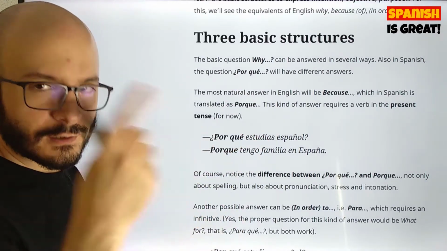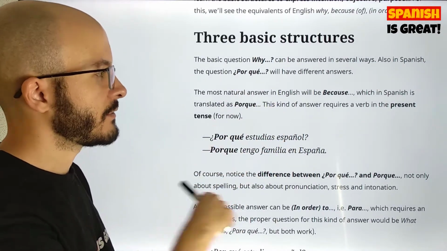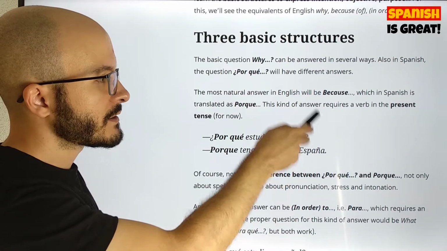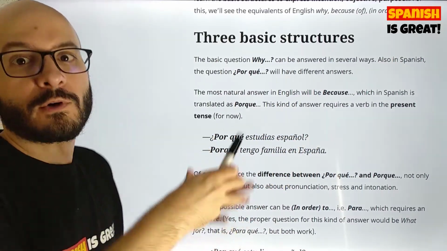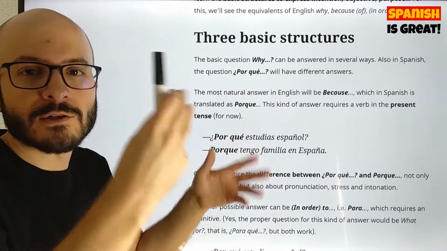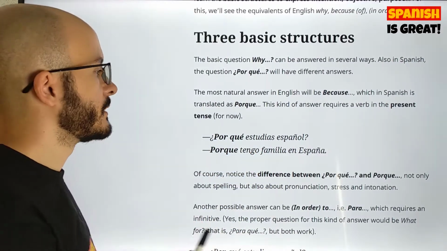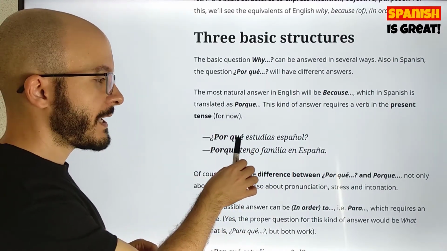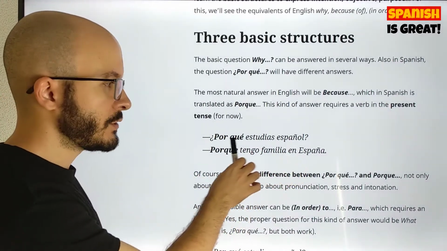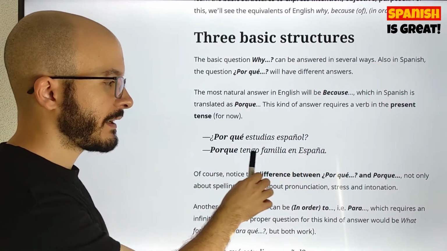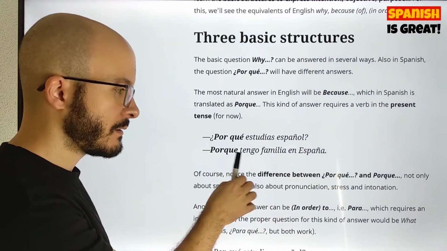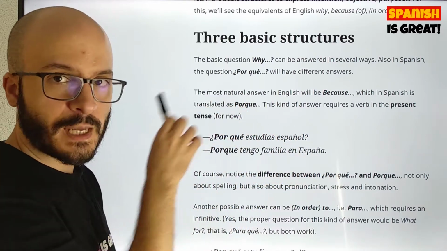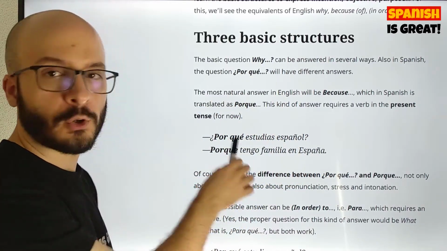We are going to talk about this just now, no? This kind of answer requires a verb in the present tense, for now, okay? Later we can use other tenses, but for now. So for example, ¿por qué estudias español? Why do you study Spanish? Porque tengo familia en España. Because I have family in Spain. Okay, so ¿por qué? Porque.